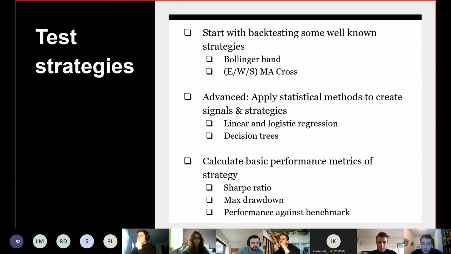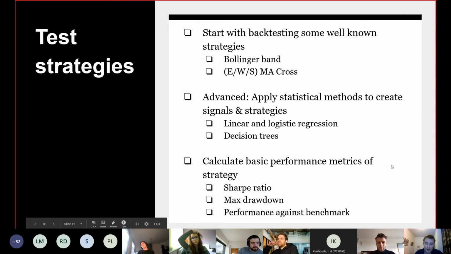And then once you get a bit more comfortable with things, applying statistical methods allows you to create more complex signals and more complex strategies. And that allows you to account for some things that you cannot with the pure technical indicator-based approach. And also, an important part of the testing is looking at the drawdowns, Sharpe ratios, and then there's another concept, which is the concept of a benchmark.